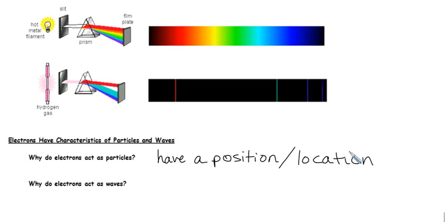Like we can say this electron is at energy level 3. Well, that makes me think it's a little particle. I can locate this little particle at energy level 3. And they do have mass. The mass of an electron is really tiny, but it does have mass, which makes me think it's a little particle.